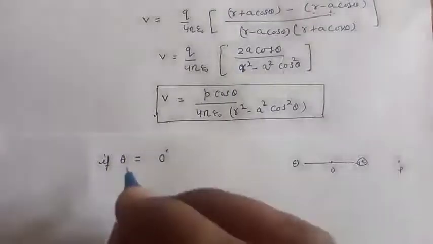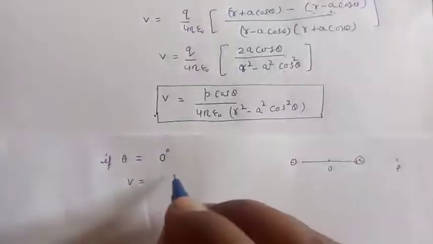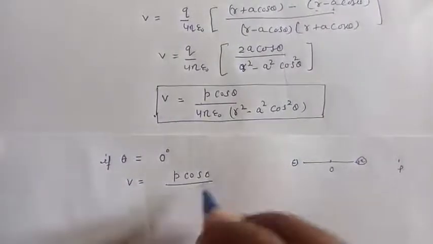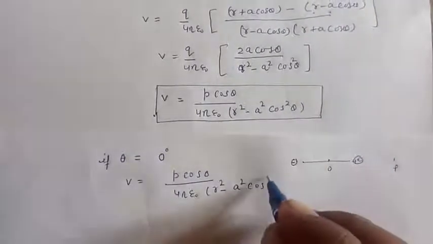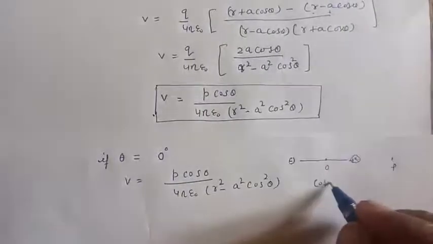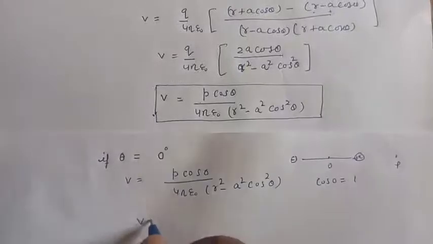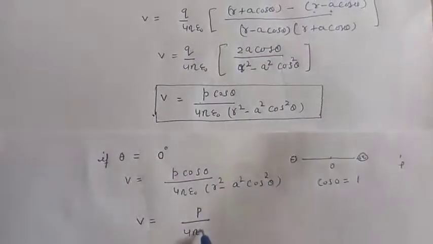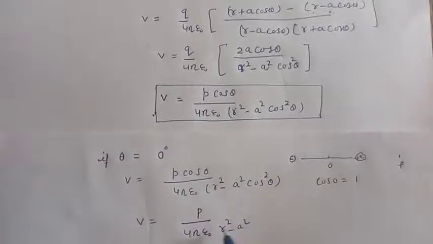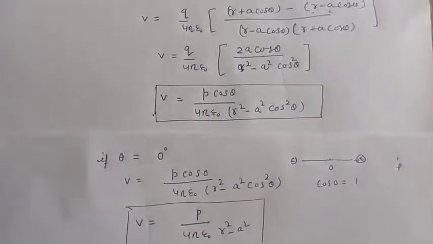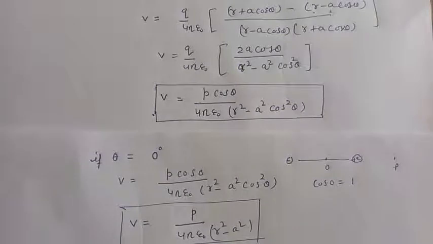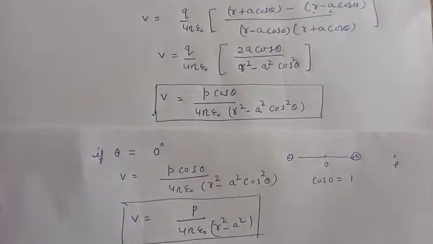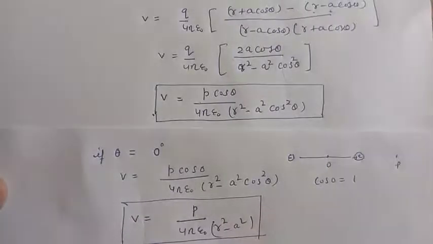So if angle will be 0, then potential will be equal to P cos 0 upon 4 pi epsilon 0 into R square minus A square cos square 0. Cos 0 has the value 1. So this will be P upon 4 pi epsilon 0 into R square minus A square. So in this way you can find the electric potential on the axial line of dipole.